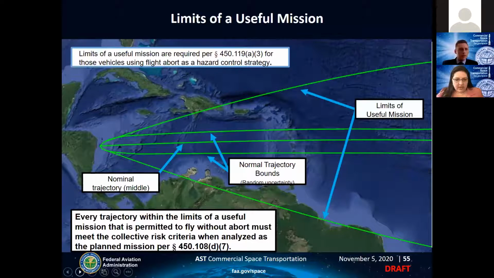including flight azimuth limits. So shown here is an example of a nominal trajectory in the middle with normal trajectory bounds that account for random uncertainty, as discussed earlier, on either side. The far north and south bounds here represent possible limits of a useful mission. And again, limits of a useful mission are required per Section 119 for those vehicles using flight abort as a hazard control strategy. Every trajectory within the limits of a useful mission that is permitted to fly without abort must meet the collective risk criteria when analyzed as the planned mission per Section 108. Next slide, please.